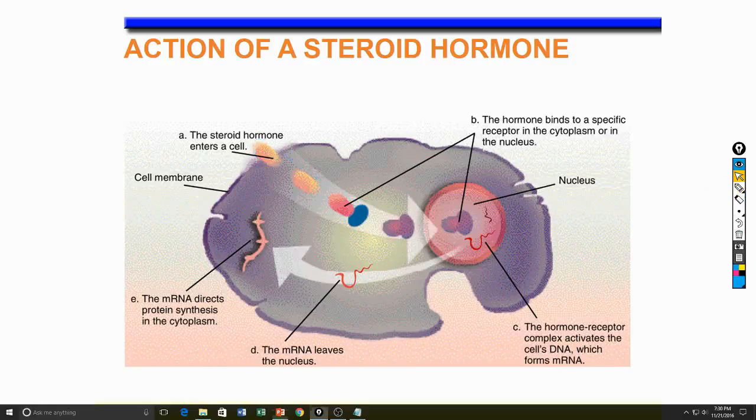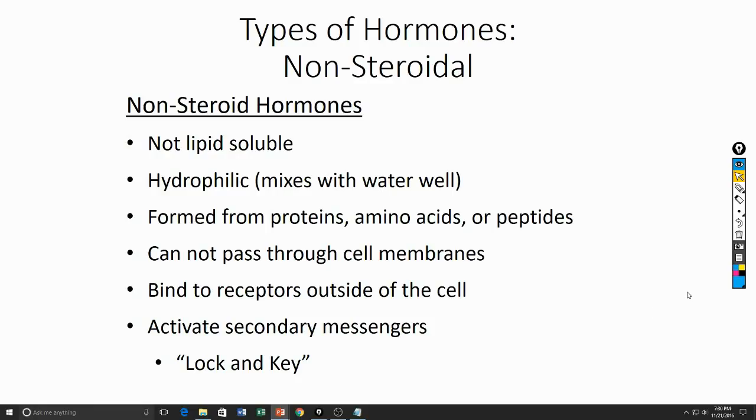Now, looking at the other type of hormone, the non-steroidal hormone, it's not lipid soluble, because once again, it's formed off of a protein or amino acid or peptide. They're all different stages of the same thing. It's hydrophilic, which means it mixes well with water, but if you have a fat layer around the cell, it's going to have a hard time getting into the cell, so it doesn't.